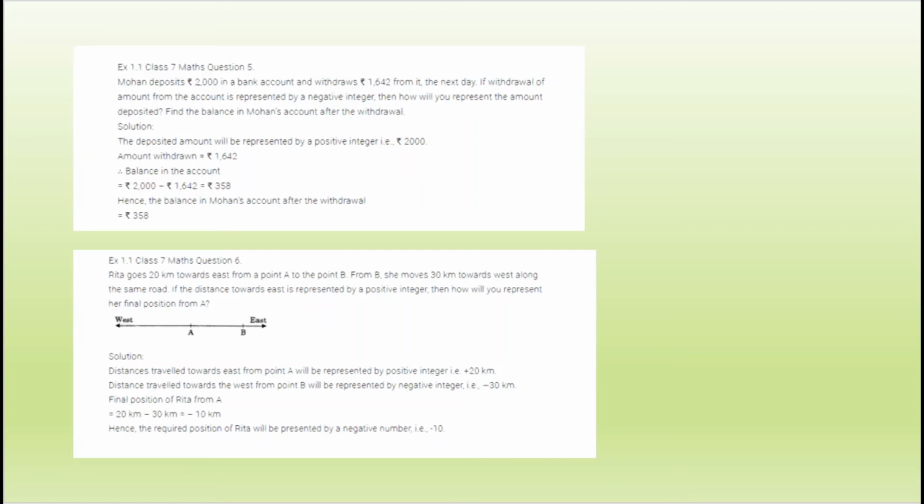The deposited amount will be represented by a positive integer, and that is rupees 2000. Amount withdrawn is rupees 1642. So balance in the account is rupees 358. We'll subtract 1642 from 2000.